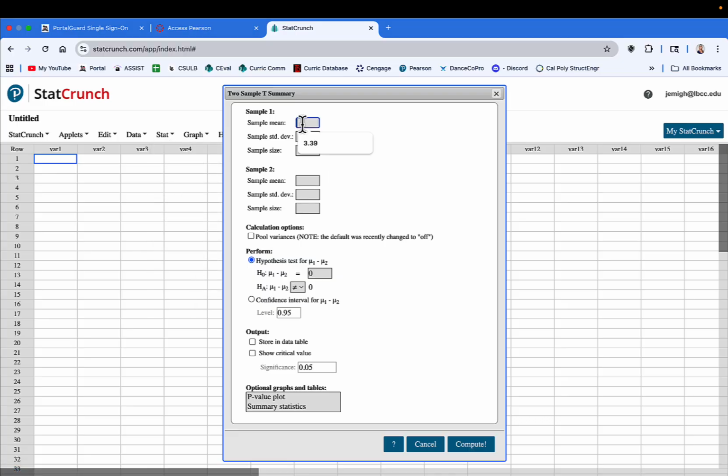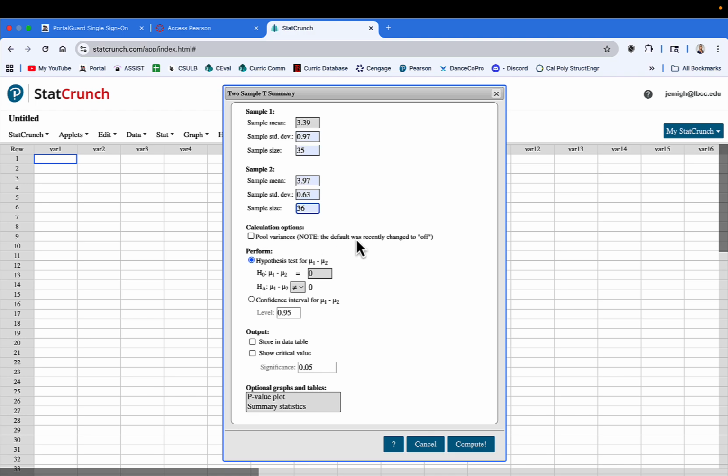Okay, first population, first sample, 35 of them, and they had a standard deviation, oops, I did it wrong already. They had a mean creativity score of 3.39. Sample standard deviation was 0.97, and there were 35 of them in that sample. Sample 2, they had a creativity score of 3.97, standard deviation of 0.63, and a sample size of 36. Okay, here's the pooling portion.